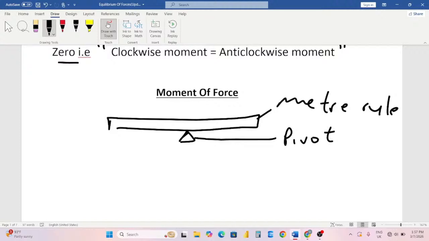So the moment of force is the turning effect. You should understand the background concept behind the turning effect. If you were to place a weight on it, it states here that the turning effect produced by a force about a pivot is what the moment of force is.